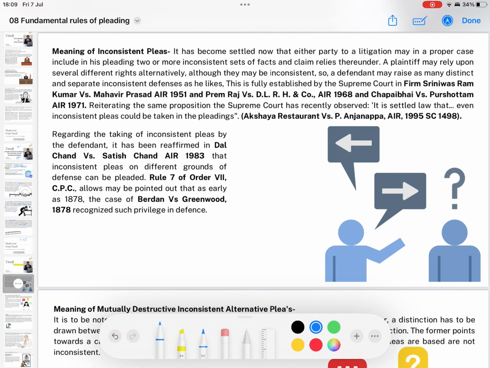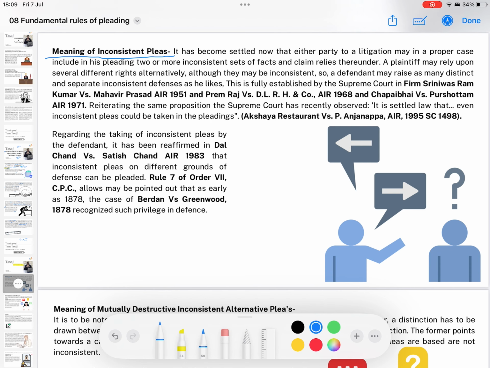Inconsistent pleas. What is the meaning of inconsistent plea? It has become settled now that either party to a litigation may in a proper case include in his pleading two or more inconsistent sets of facts and claim relief thereunder. A plaintiff may rely upon several different rights alternatively, although they may be inconsistent, so a defendant may raise as many distinct and separate inconsistent defenses as he likes.